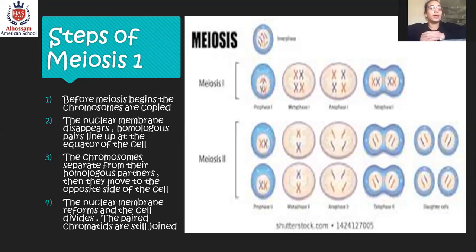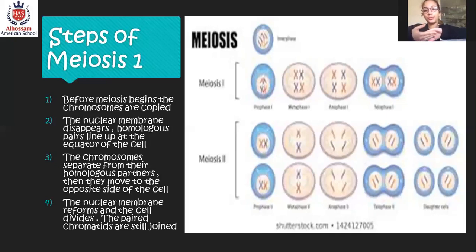So meiosis has two stages, meiosis 1 and meiosis 2. It's divided into two cell divisions. The first one is called meiosis 1. Before meiosis 1 begins, in the interphase, chromosomes and DNA are replicated or duplicated. Then the division starts. The nuclear membrane dissolves or disappears, and the chromosomes are now clear.